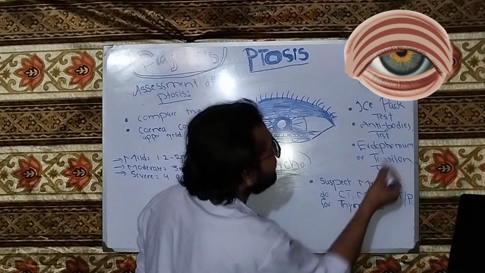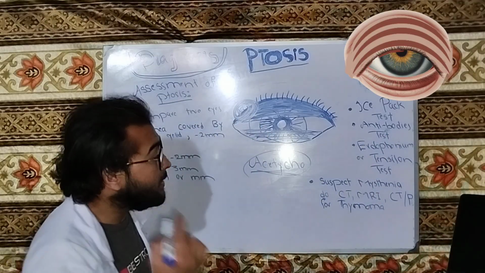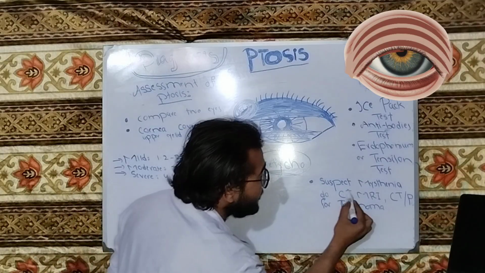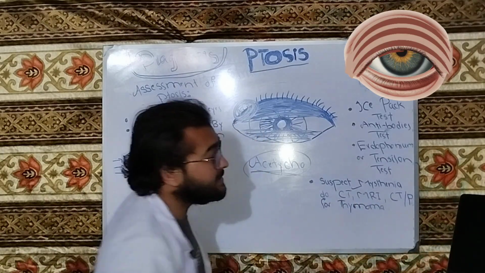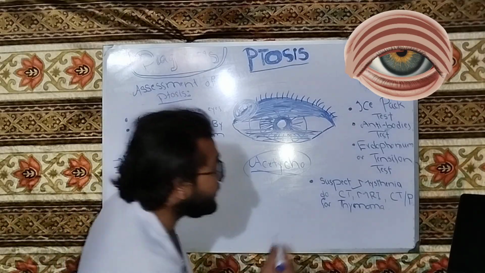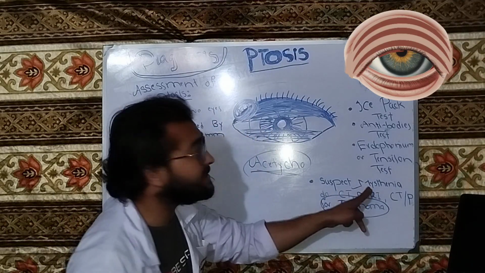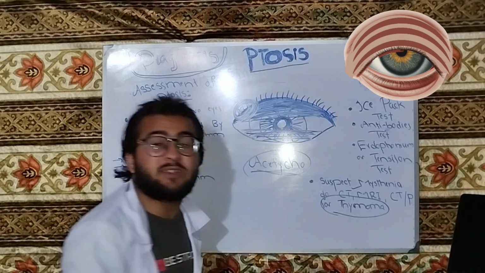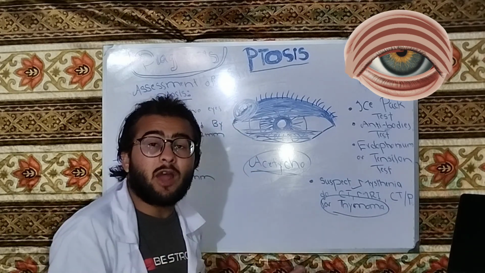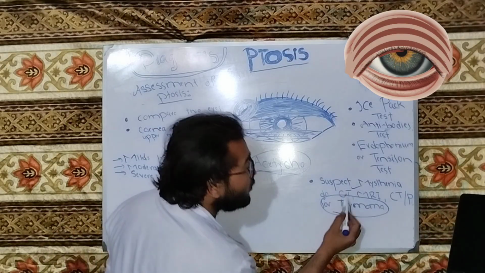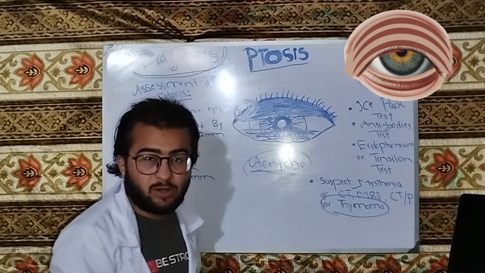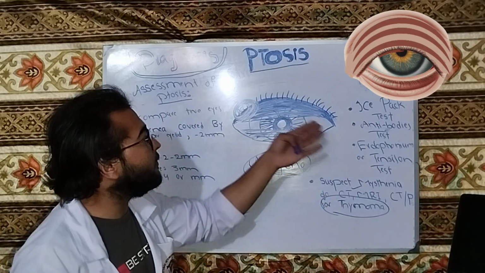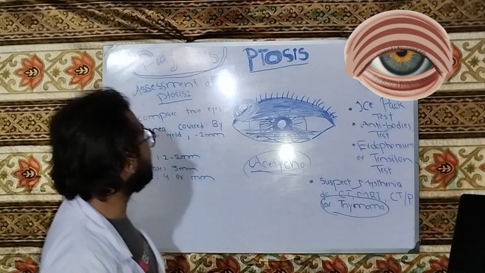So if we suspect from these three tests that it is myasthenia gravis, then we should also do imaging tests, for example CT scan, MRI, and PET scan, in order to detect a thymoma. Because with myasthenia gravis, in about 20 to 30% of cases, thymoma is present in the thymus. So in order to rule out the thymoma, we should do these imaging tests. Okay, so these are the different tests which we can do for the diagnosis of ptosis.